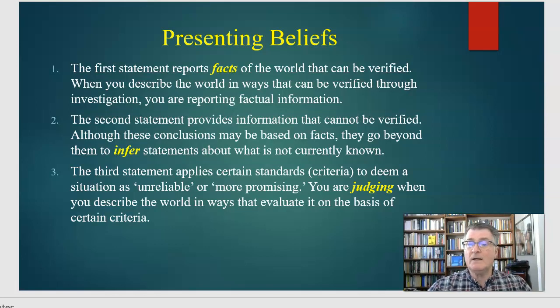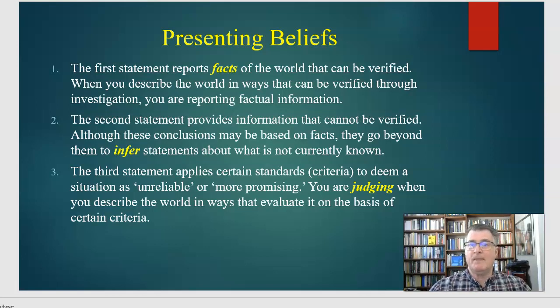So the conditions could be met using facts, but they go beyond the fact. They use the facts to make a further statement. But that further statement, you could say, the worst case inference would be what we've called a slippery slope. We know those things very well, but it is still an inference because it is something that is not currently known. We don't know for sure at this time that the future will exist in the following way. And then the third one is applying certain standards to make a situation unreliable or the opposite, more promising.